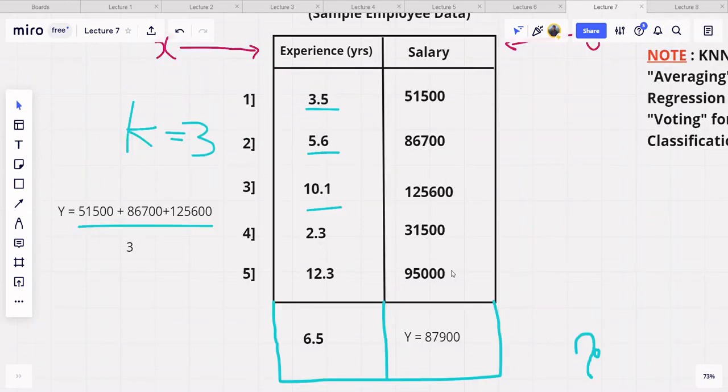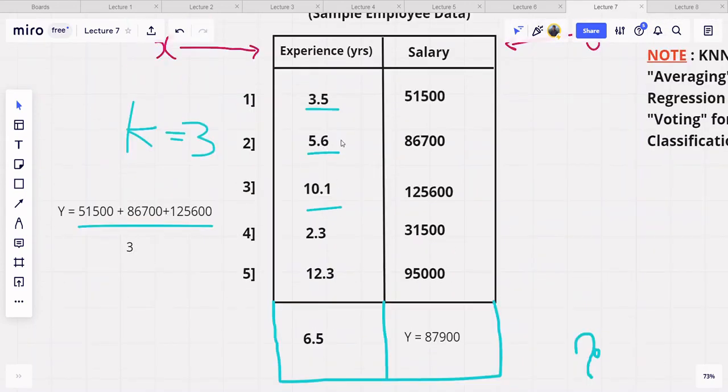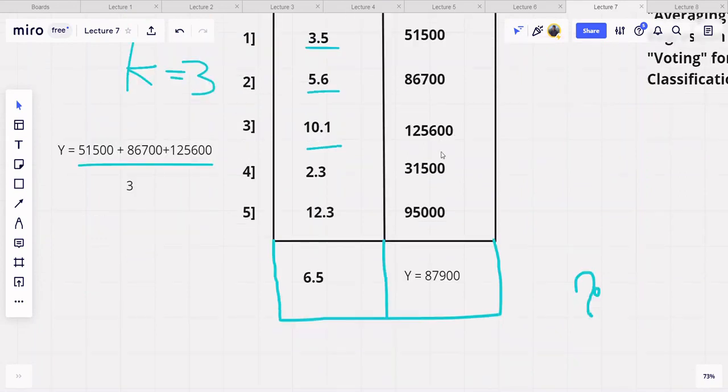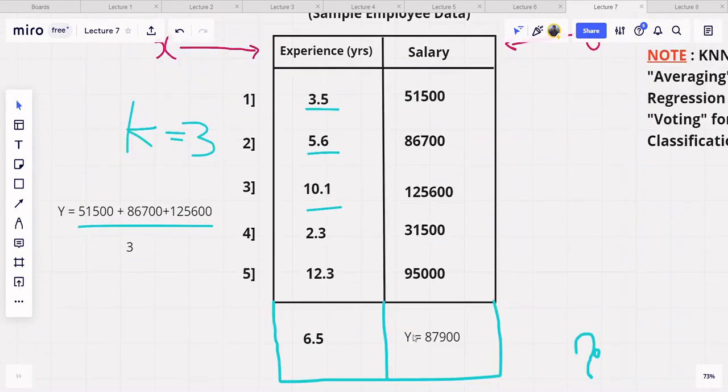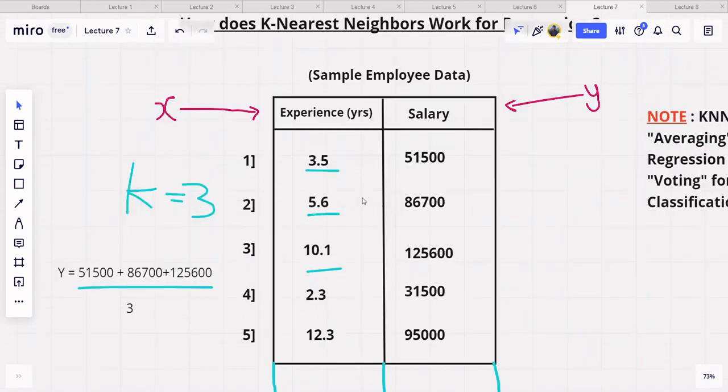And you can also see that it's not that wrong. For 5.6 years of experience, the salary is 86,000, whereas for 6.5 years of experience, the salary is 87,000, which is not that bad. Now again, this was an example of solving a regression problem. Now we'll see how we can use KNN to solve a classification problem.